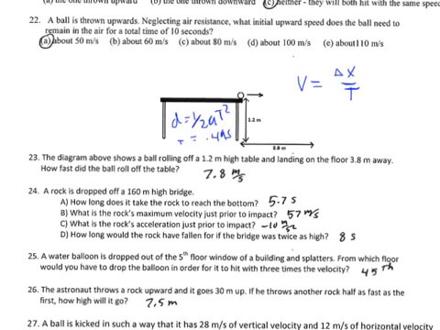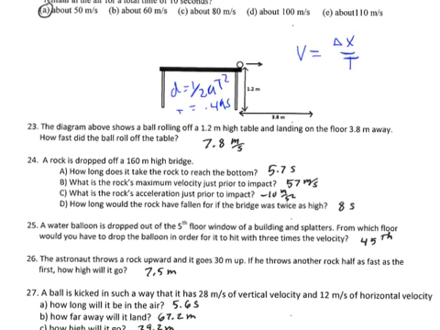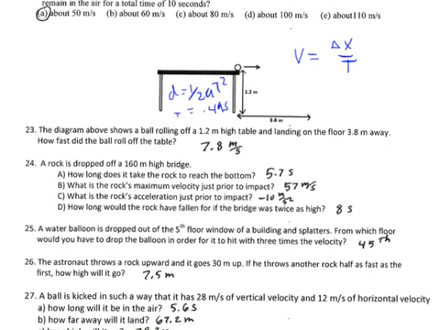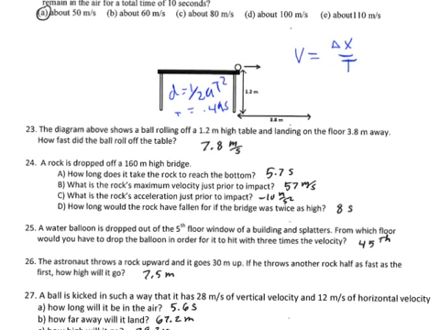All right, the next one, a rock is dropped off a high bridge. How long does it take to reach the bottom? Well, if I'm 160 meters up, I'm just going to use d equals 1/2 at squared. This is d. I know what a is, so basically to solve that, I'm just going to say the square root of 160 over 5 equals t.